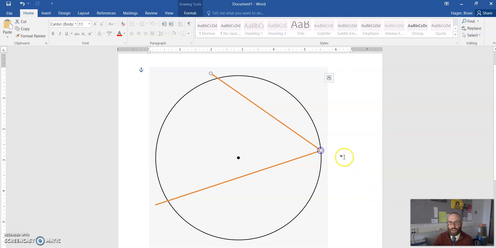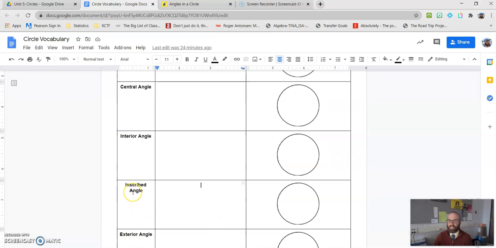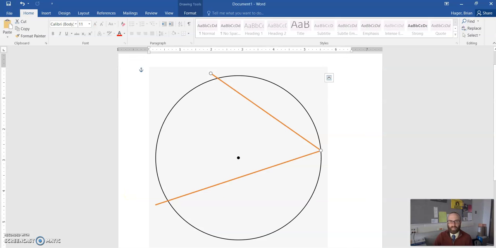When that vertex is on the circle, that is what we call an inscribed angle. Okay, now generally we'll see it as chords, not secants, but it could be a secant. But that vertex is on the circle. Okay, so an inscribed angle is any angle whose vertex is on the circle. So we started on the center, went inside the circle, now we're on the circle.